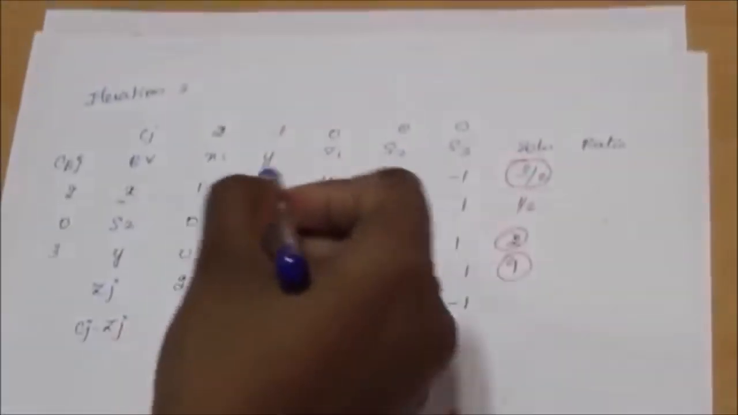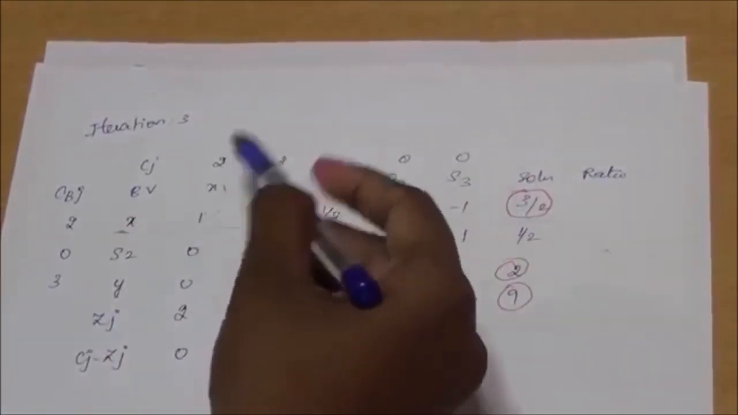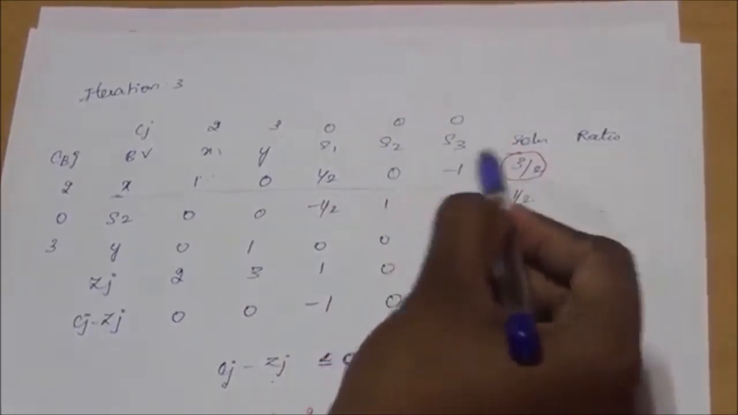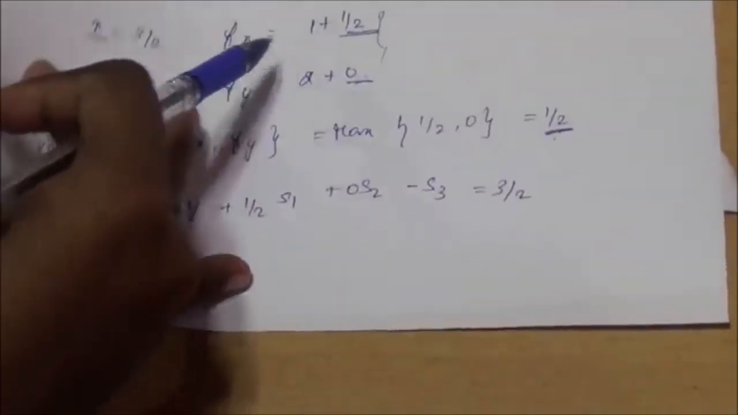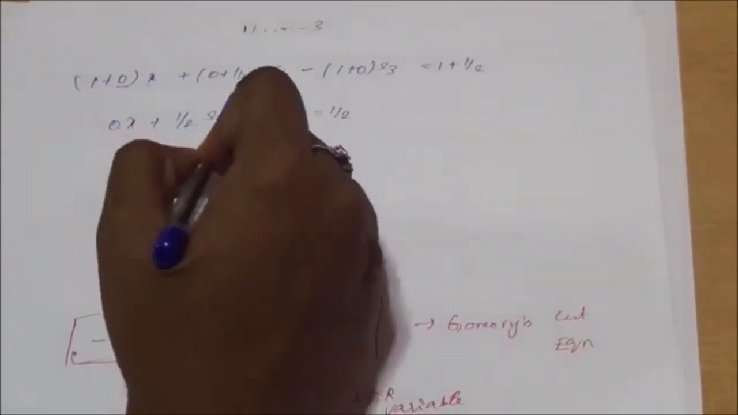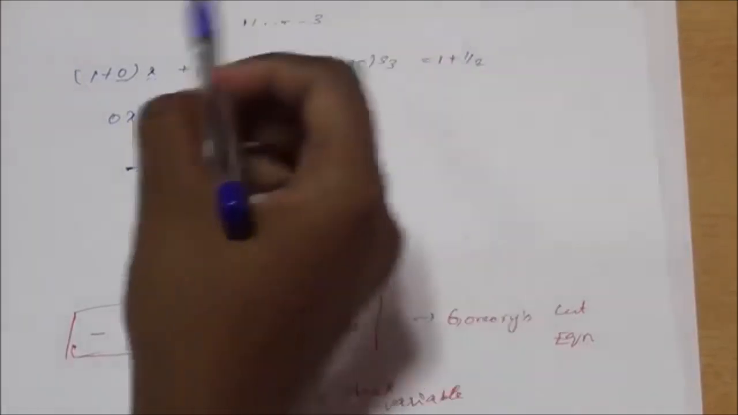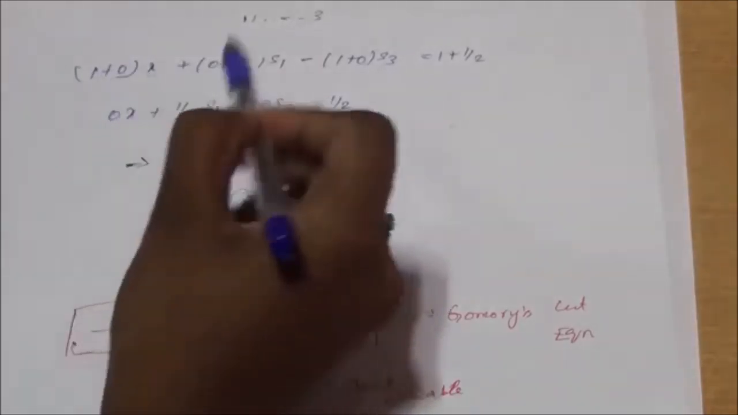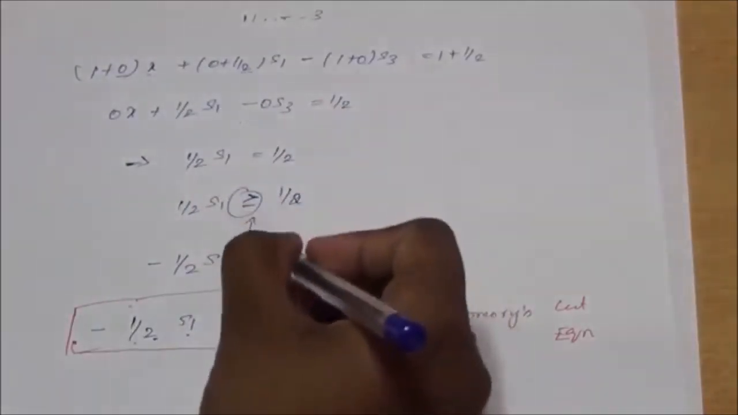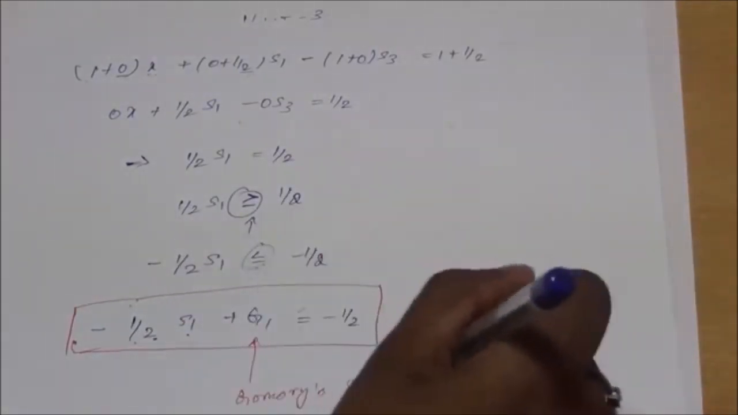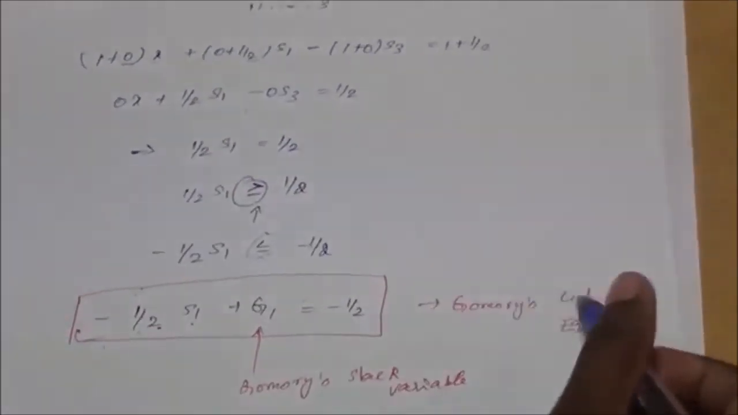So we consider the row x in the table and we write the corresponding equation as 1x plus 0y plus 1/2 s1 plus 0 s2 minus s3 equal to 3/2. Now in that equation we have to split the terms into integer and fractional parts. Now again we have to consider only the fractional part of these values and rewrite the equation. Finally, when we solve this, we have to make the constraint as less than or equal to, and to convert the constraint into equal to, we add a Gomory's slack variable. This final equation will be the Gomory's cut equation.